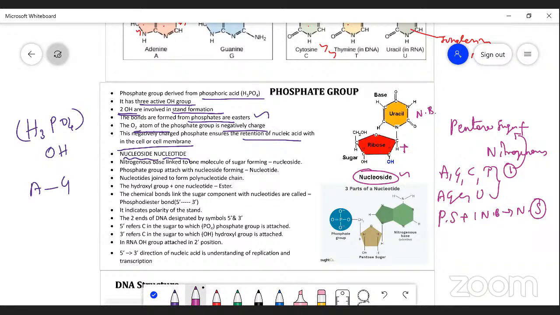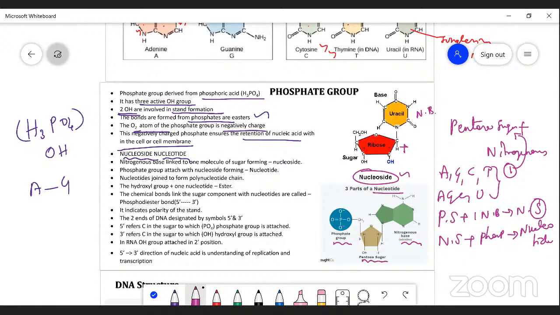Next, nucleotide. The nucleotide has three parts. One is the pentose sugar, another is the nitrogen base, and another is the phosphate. That means pentose sugar plus nitrogen base, which we call the nucleoside, plus one phosphate group forms the nucleotide. Like that also we can say nucleotide. Do you understand the difference between nucleoside and nucleotide?